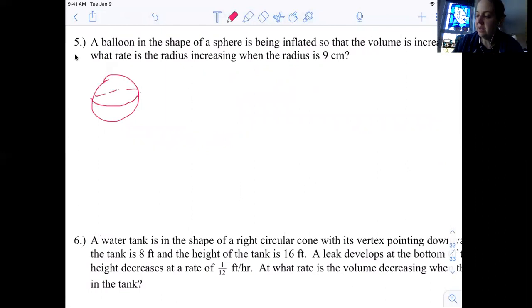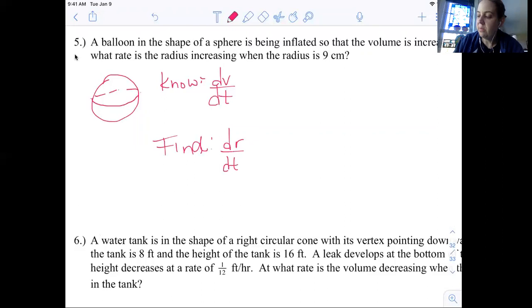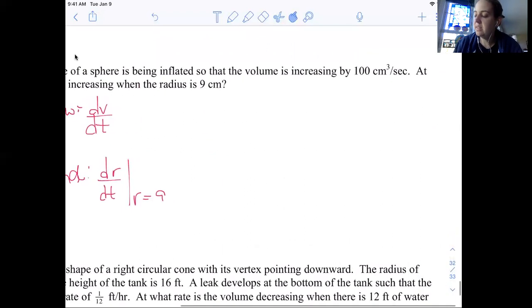So the volume is increasing at a given rate. So we know dV/dt, and I'll look up above and see what that is in a second. We need to find dr/dt when the radius is equal to 9. So when I look up here at the problem, dV/dt is 100 cubic centimeters per second.